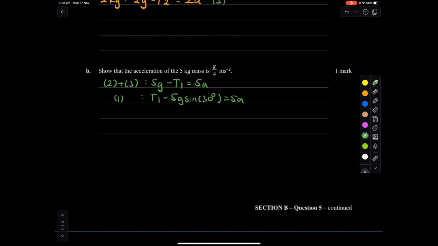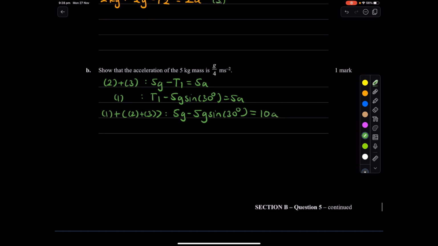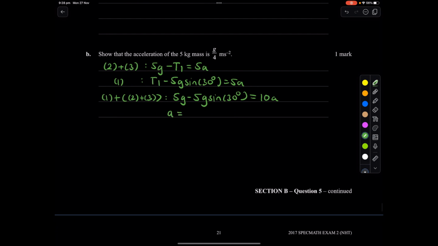And if I add them, think about it, the T1s actually cancel out. So what's 1 plus, pretty much 2 plus 3, it's just going to give me 5g minus 5g sine 30 degrees equals 10a. And so, a is what?